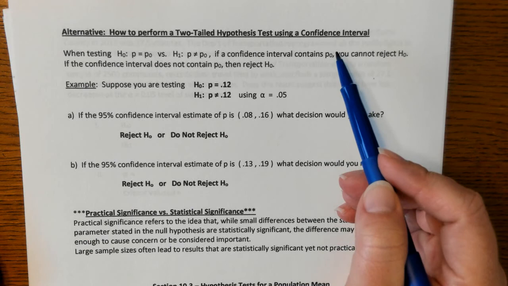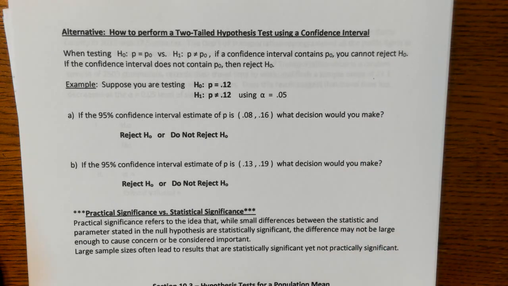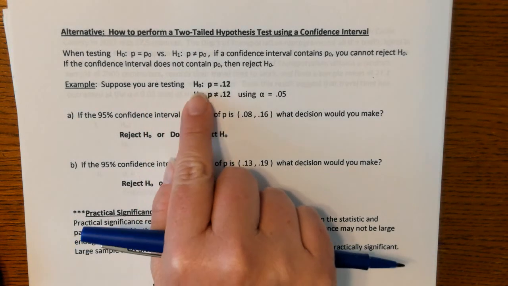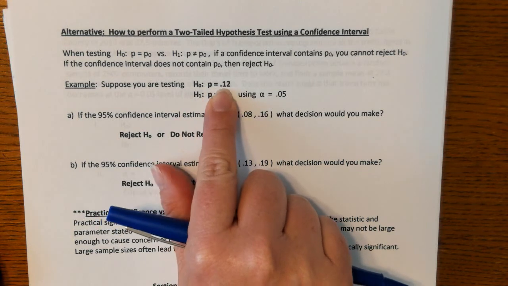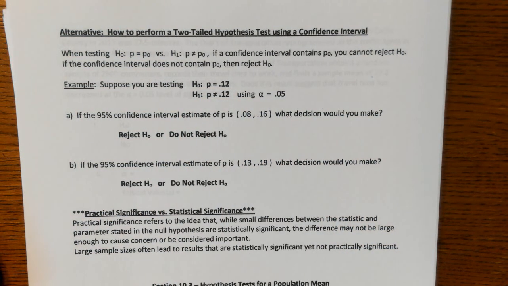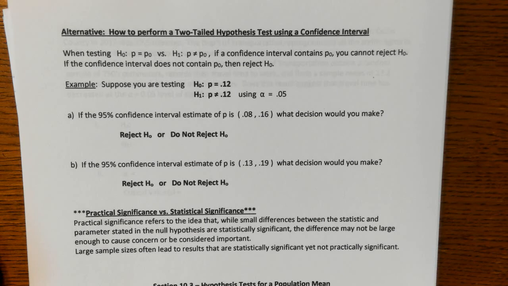Okay, so let's say we're working with proportions. Remember, a confidence interval tells you, at a certain level of confidence, 90% confident, 95% confident, whatever, that the true proportion of the population is between whatever and whatever. Okay, so let's say that my null hypothesis was p equals 0.12. Maybe that's 12% of the population likes, let's see, spinach.